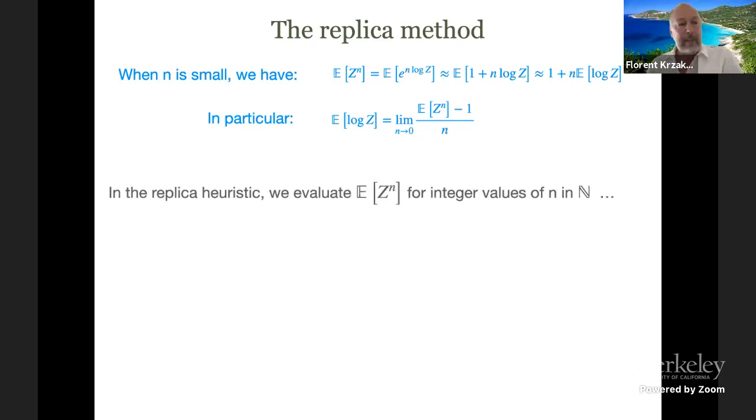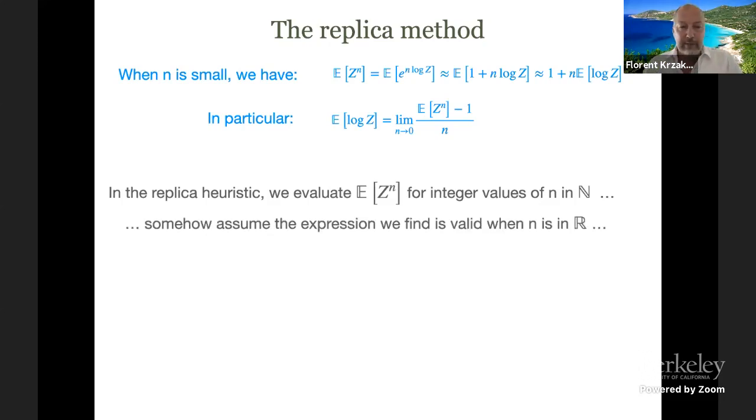So here it is. The way we do things is that we evaluate the expectation of z to the n for integer values of n, because we know how to do it. And then we can interpret these copies, z to the 2, z to the 3, as replicas of the same system. This is where the name comes from.